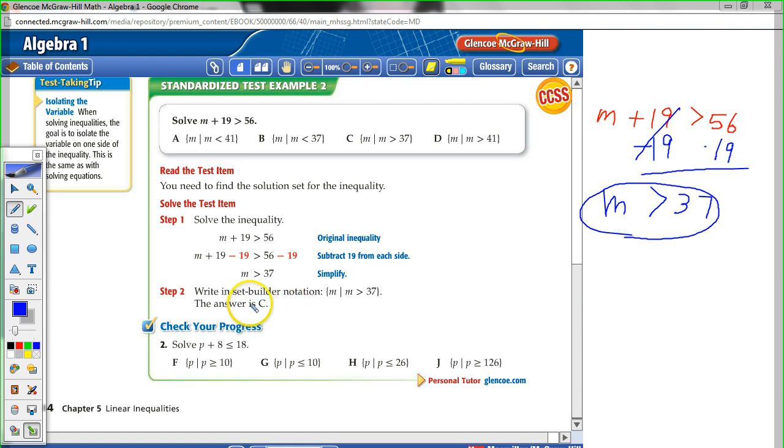If you want to write it in set builder notation, here you go. You write m is greater than 37, but you put it in these brackets: m such that m is greater than 37.